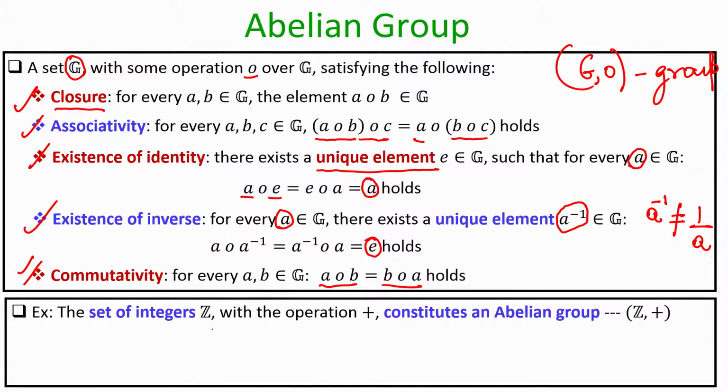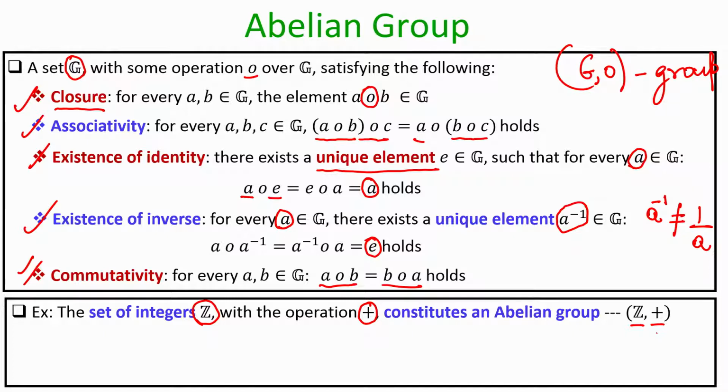So, if you consider the set of integers, which I denote by Z, which is an infinite set, and if I take the operation plus, namely the integer addition, so my operation O in this case is plus and my set G is nothing but Z, then the set of integers along with the integer addition satisfies the closure property, associativity property, existence of identity, existence of inverse and commutative property. You can verify that, right.